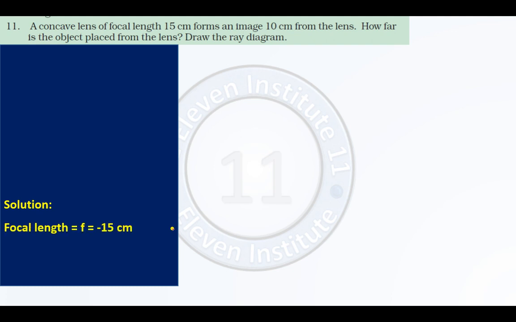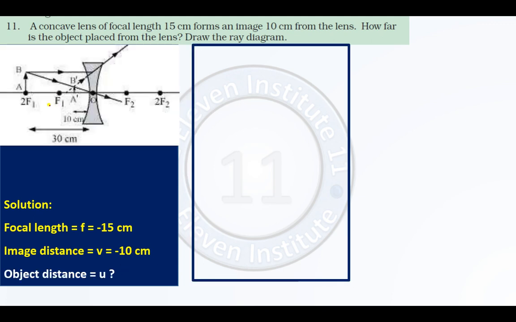Right. So in the solution, focal length is negative because of the concave lens. Image distance is also negative. Why? Because we always get a virtual and erect image on the same side of the lens. So image distance is also negative. Object distance we have to find. This is the case that we are following. Fine. Let us now move ahead.